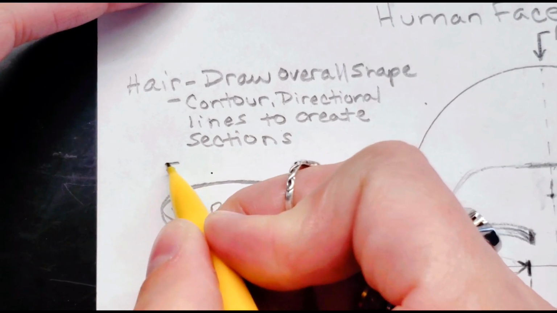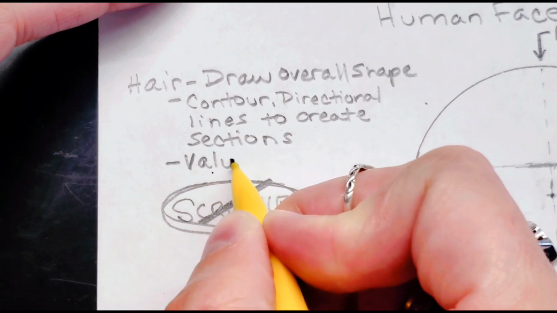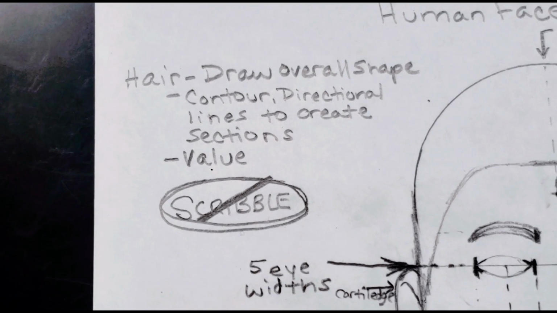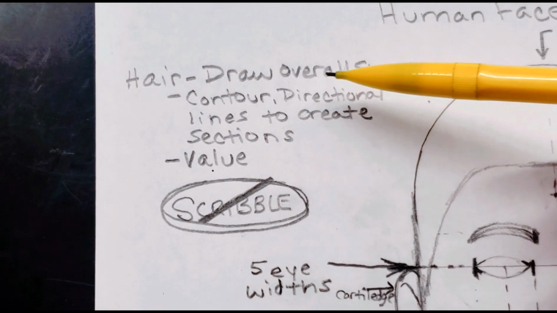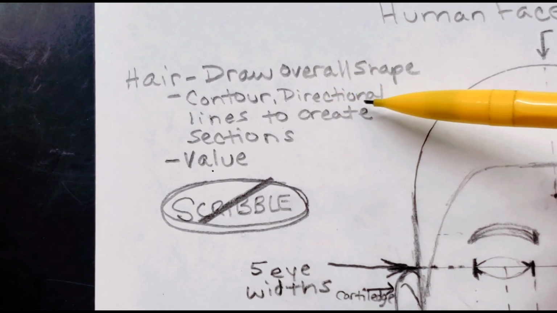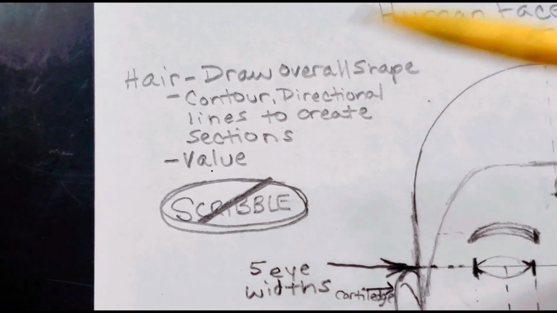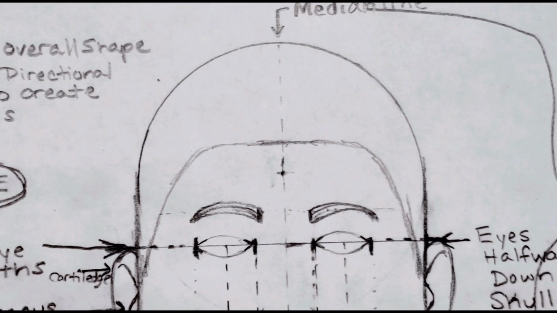And then our last rule is to add value. And yes, that is a rule. You're adding value, which is the darks and the lights. So if you don't follow these rules, drawing the overall shape, contour, and directional lines to create sections, and then add value, then you are not following the rules, okay?